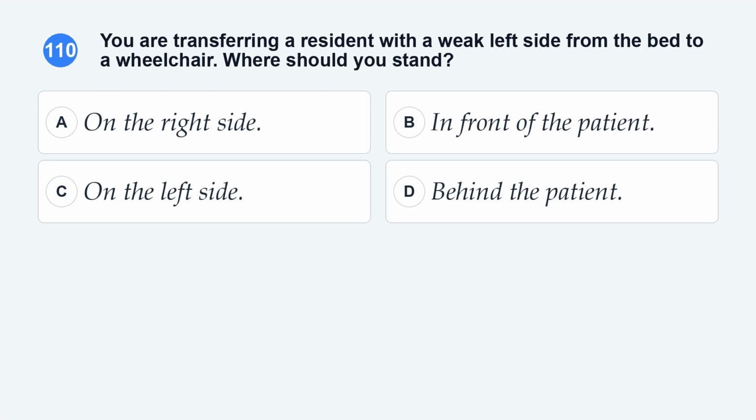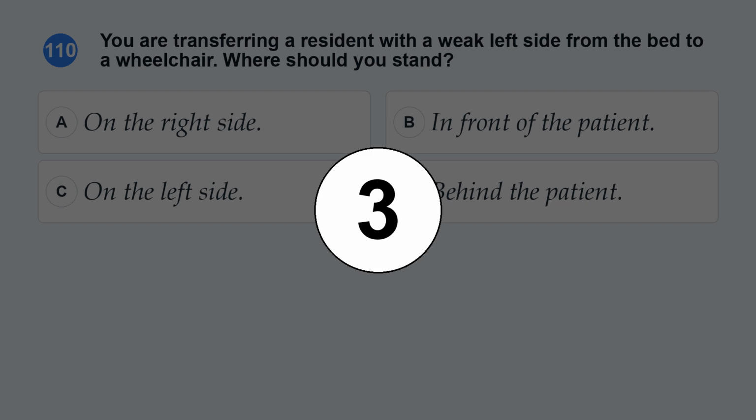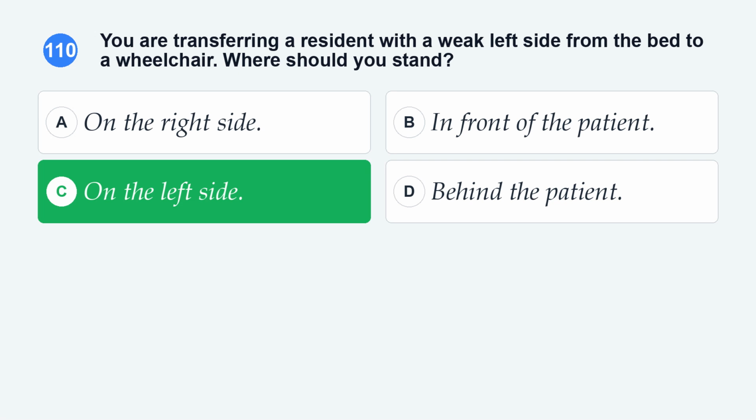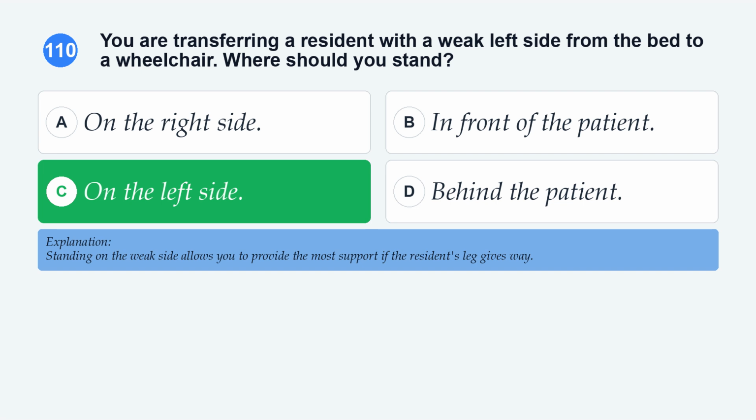Question 110. You are transferring a resident with a weak left side from the bed to a wheelchair. Where should you stand? Option A. On the right side. Option B. In front of the patient. Option C. On the left side. Option D. Behind the patient. The correct answer is option C. On the left side. Explanation. Standing on the weak side allows you to provide the most support if the resident's leg gives way.